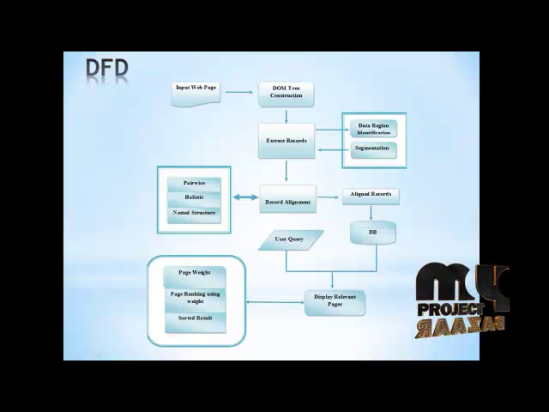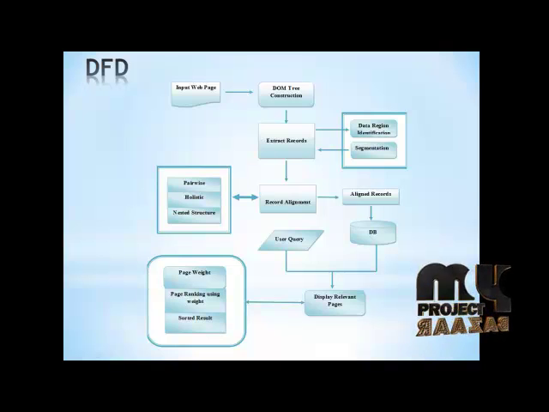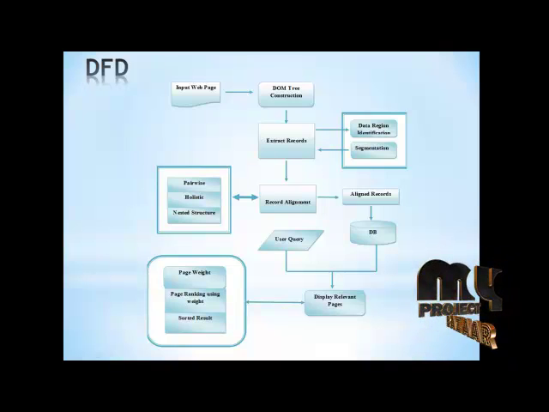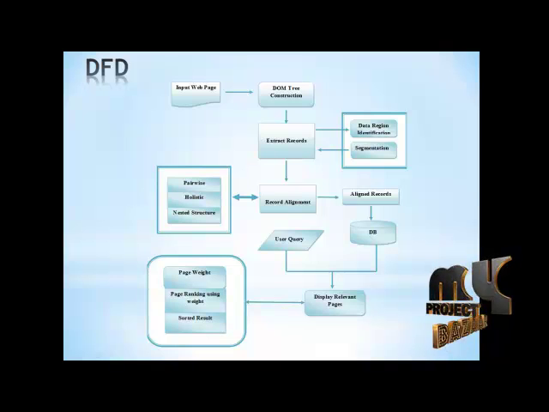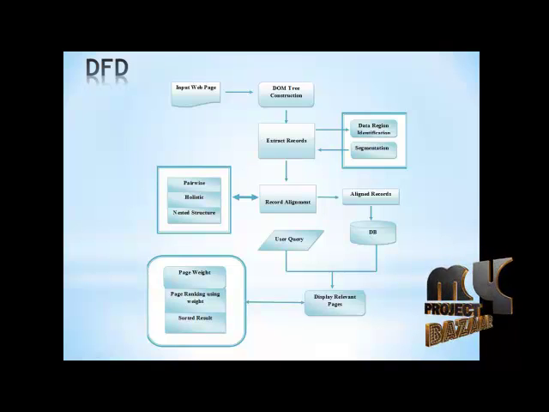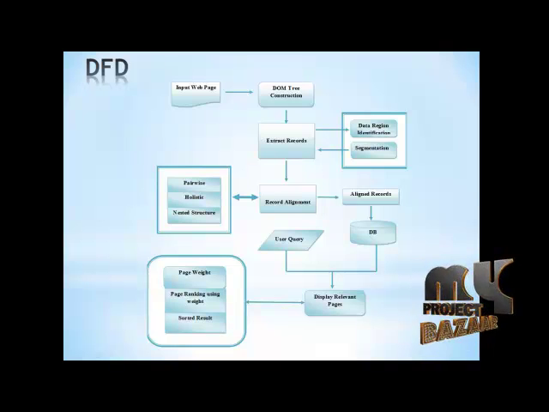Now I will explain the data flow diagram of this project. Taking a web page as its input, it constructs a DOM tree based upon the selected web page's tags. Then it will extract records for data region identification and segmentation, and those segmented data regions for a particular selected web page will go for record alignment, which consists of a pairwise, holistic and a nested structure.